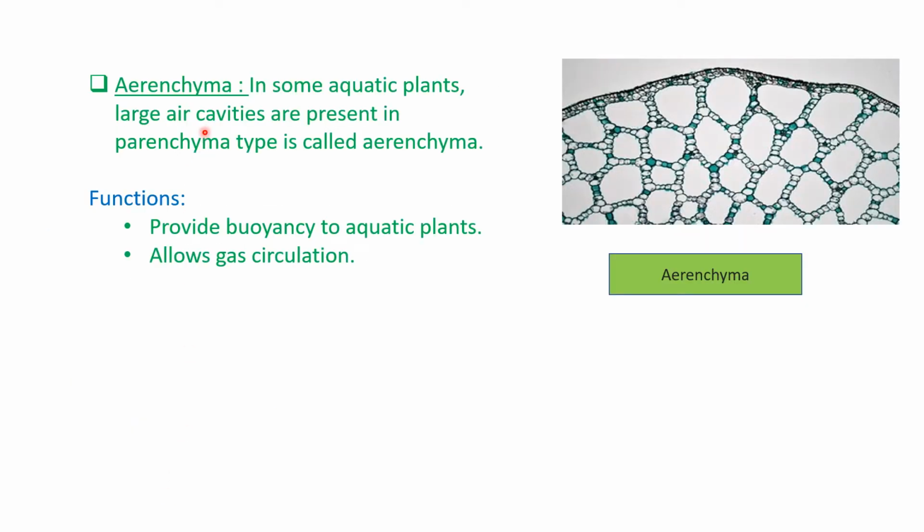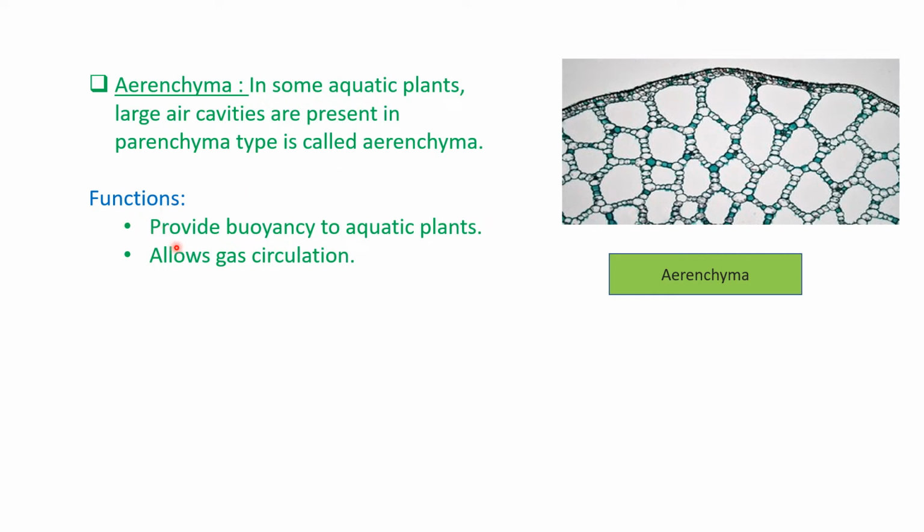Now one more parenchyma we can see, that is called aerenchyma. By hearing the term, you can understand the meaning: aer is related to air. So see the definition of aerenchyma. In some aquatic plants, large air cavities are present in parenchyma, and this type is called aerenchyma. When air cavities are present in parenchyma cells, that particular type of parenchyma is called aerenchyma. This type of tissue we can find in aquatic plants.